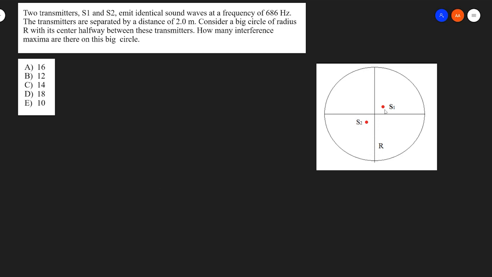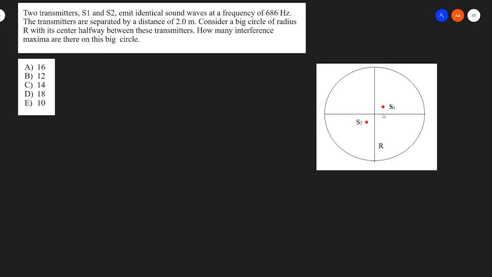So we have two transmitters S1 and S2. They emit identical sound waves at a frequency of 686 Hertz. The transmitters are separated by a distance of 2 meters. So the distance between S1 and S2 is 2 meters. Consider a big circle of radius R with its center halfway between the two transmitters. So here, the two are symmetric. How many interference maxima are there in this big circle?